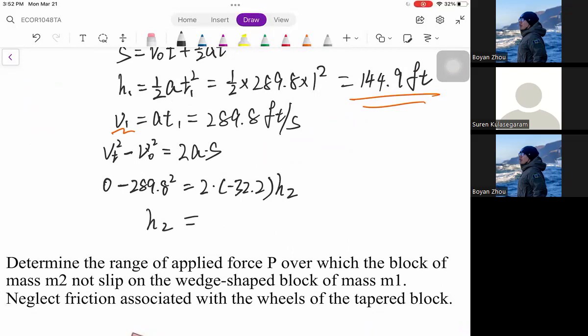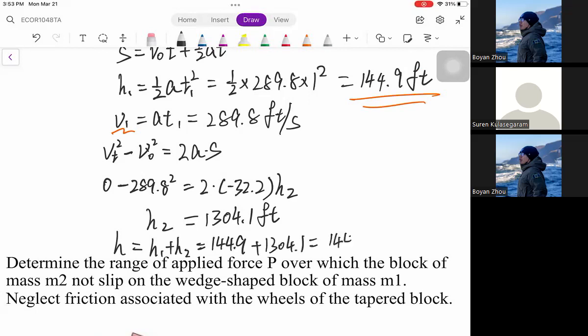It's going to be 1304.1 feet. Okay, so we have h2, and the final h is equal to h1 plus h2. So it's 144.9 plus 1304.1, that is 1449.